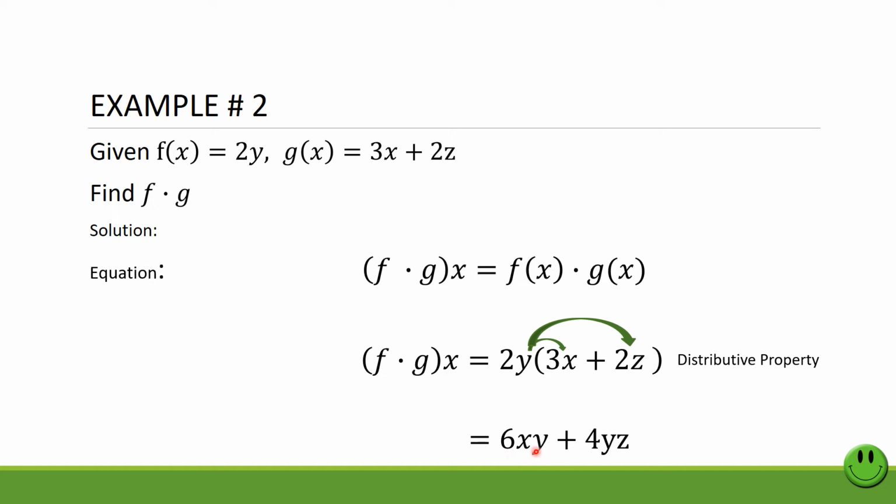So we have 6xy. And then to multiply 2y and 2z, we have 2 times 2 is 4, and then copy y and z. If you notice, we rearranged the variables according to alphabetical order. So the final answer is 6xy plus 4yz.